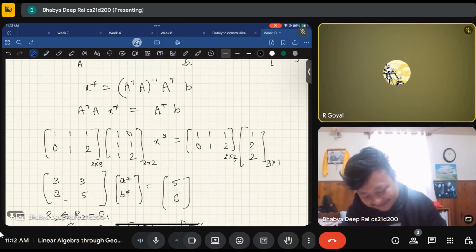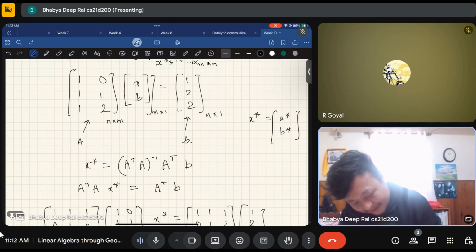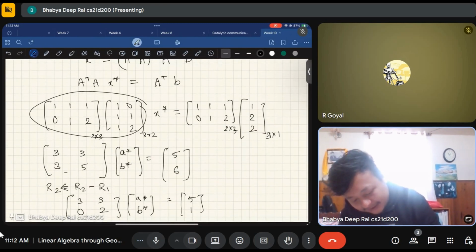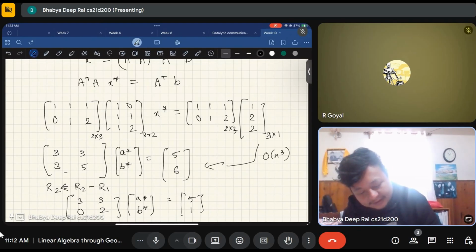We are not solving this yet; we are just putting it in this form. Here we'll take n cube, and here also we'll take at most n cube, and get this form. So until here we are getting order n cube time only.